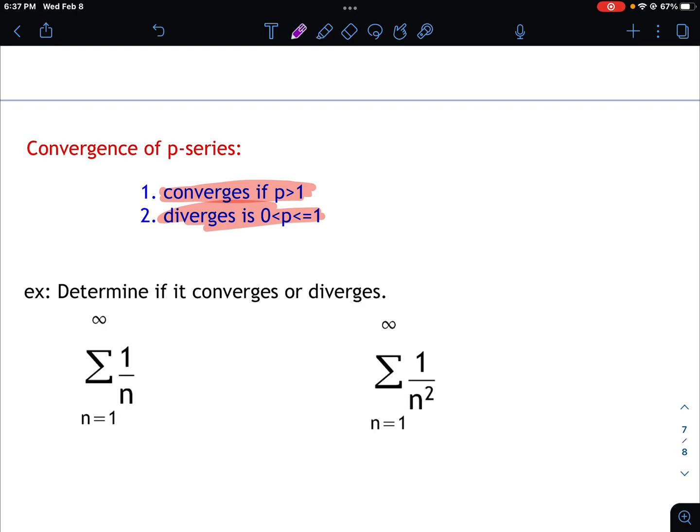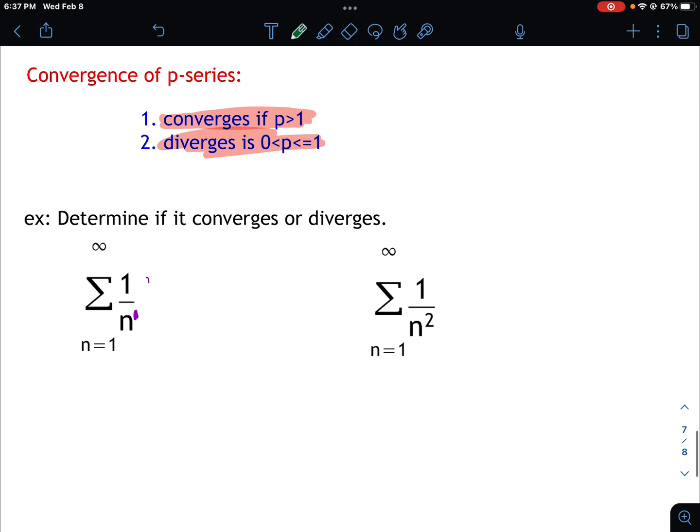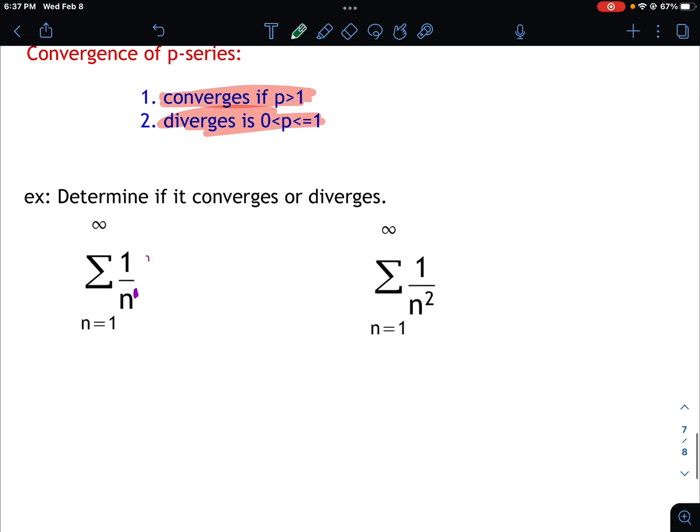So if we're looking at each of these, we're able to put this all the way to the power of 1. This entire thing's to the power of 1. You can even treat it as just n to the power of 1 in the denominator. Whenever we have something like this, this is going to diverge. Why is it going to diverge? Okay, let's go through and apply the integral test to it.